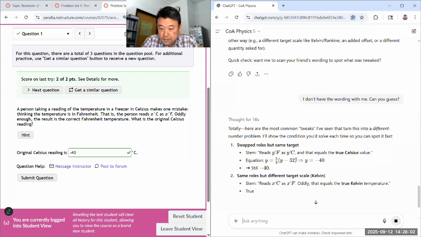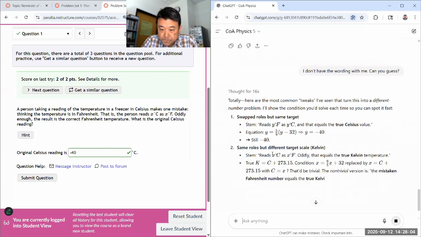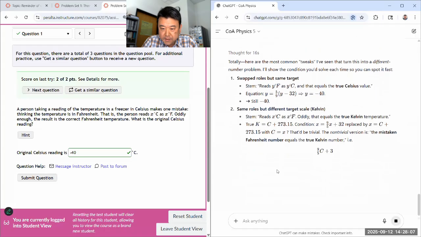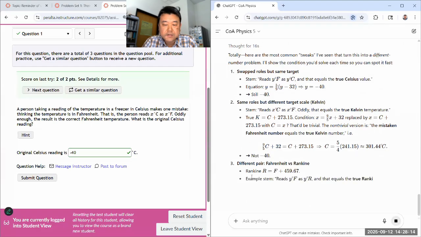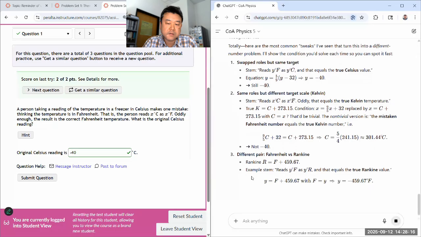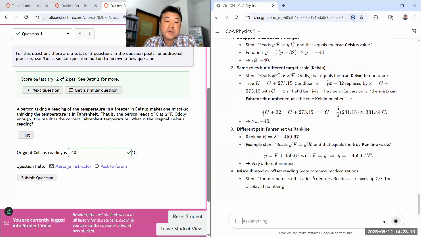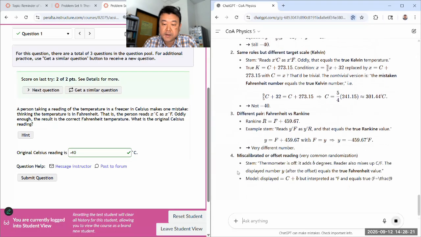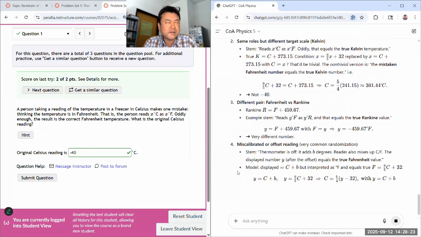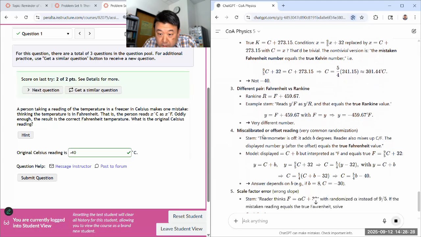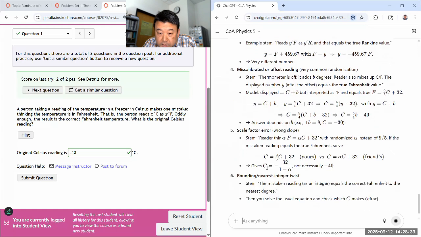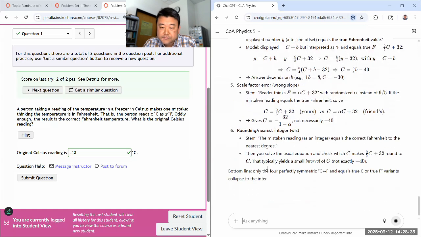Swap. That doesn't do anything. Kelvin is not Kelvin. Different pair. He might not be guessing it. There's a sign flipping here, so the person reading it makes two mistakes. Mistakes the temperature scale and misreads the sign. Like it's a negative number, but misreads it as a positive number. Offset reading. It's not. All right.